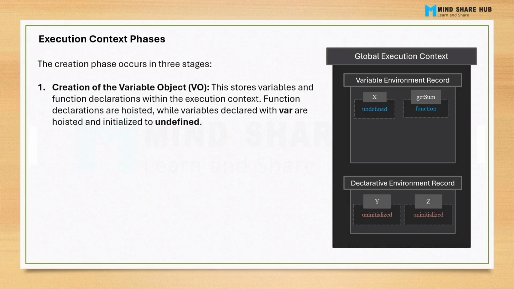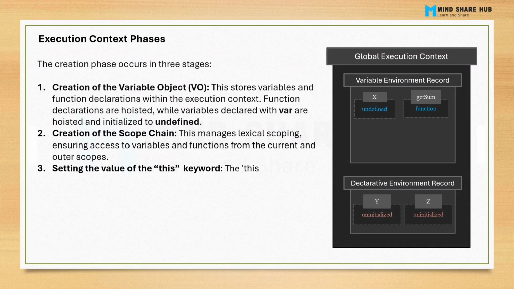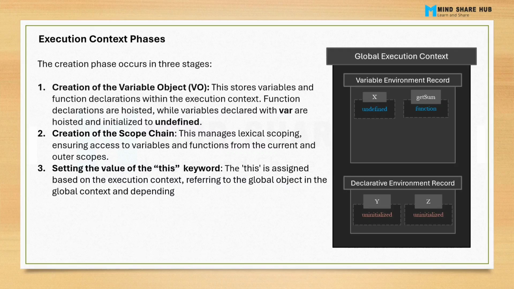2. Creation of the scope chain. This manages lexical scoping, ensuring access to variables and functions from the current and outer scopes. 3. Setting the value of the this keyword. The this keyword is assigned based on the execution context, referring to the global object in the global context, and depending on function invocation in local contexts.